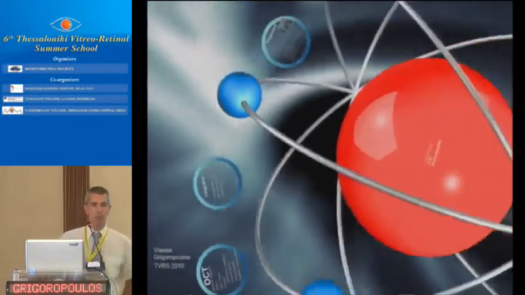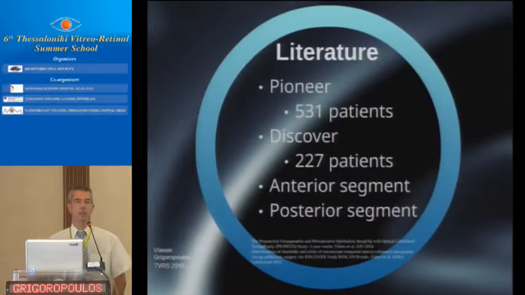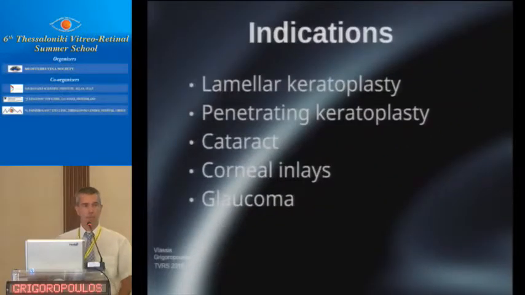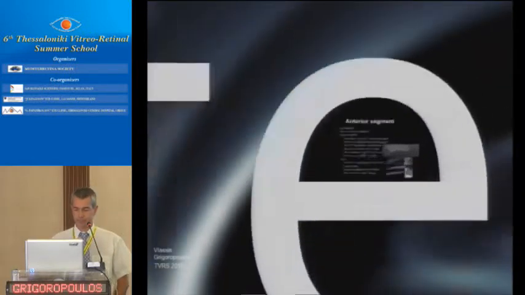So as you can imagine, once surgeons started using those, there were a lot of papers coming out. The 2 main ones were the PIONEER and the DISCOVER studies, with 750 patients in total. And they were looking into the use of the intraoperative OCT in both anterior and posterior segment cases. 60% of those papers are about anterior segment cases, so I'll have to talk about those as well. The indications for anterior segment surgery were mainly keratoplasty, lamellar or penetrating, cataract, corneal inlays, and glaucoma.